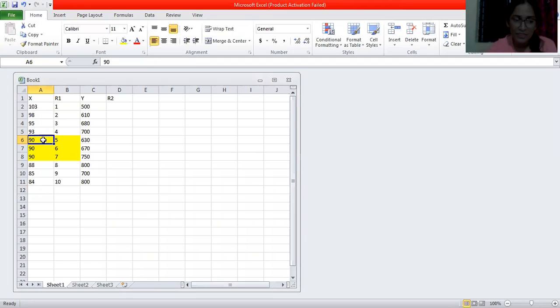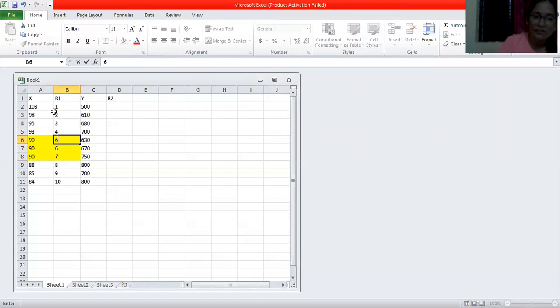Wherever there is a repetition in the x series, I have highlighted them and I take their ranks and add them together. So 5 plus 6 is 11, 11 plus 7 is 18. So 18 divided by the number of repetitions, 18 divided by 3, that will be 6. So I will replace all these values by 6. The same happens with y as well.